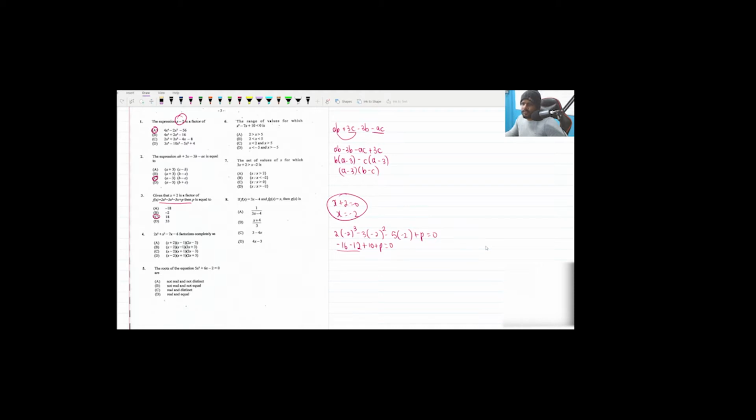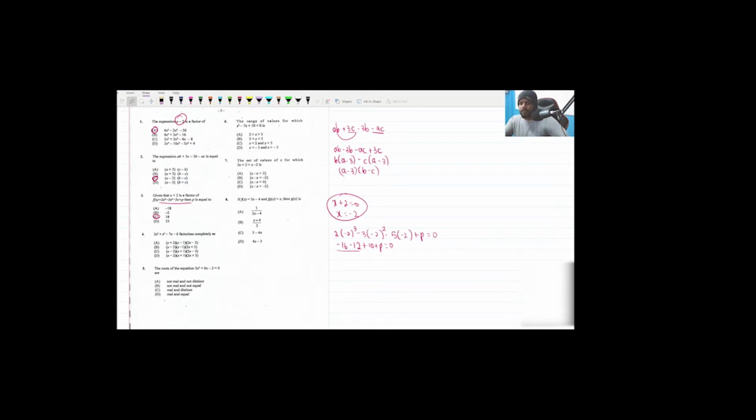That factorizes completely as... okay, now in this question, if you're comfortable factorizing, go ahead and factorize it. This is a polynomial of degree 3. If you're not comfortable factorizing, we can just go through each of the options we have.